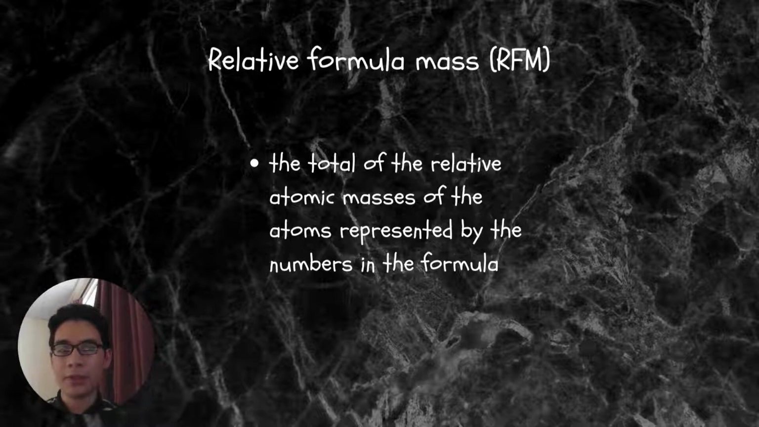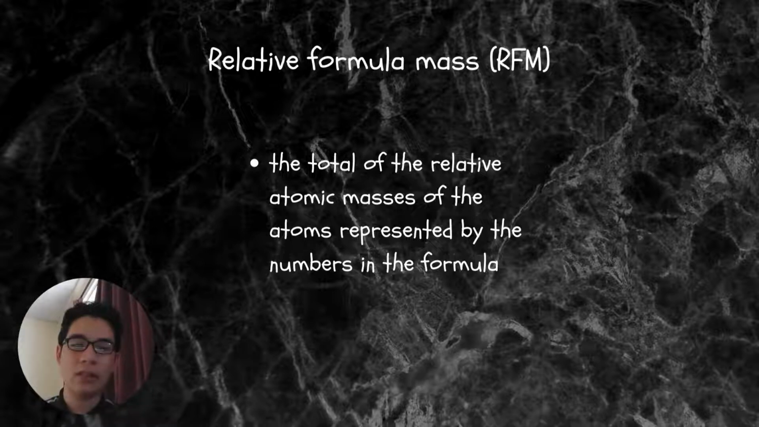So now we have reached the relative formula mass, or RFM for short. The definition of relative formula mass, RFM, is the total of the relative atomic masses of the atoms represented by the numbers in the formula. An easy way to explain this is that relative is like the concept of average, right? In other words, you sum all of it. You sum all the atoms inside.